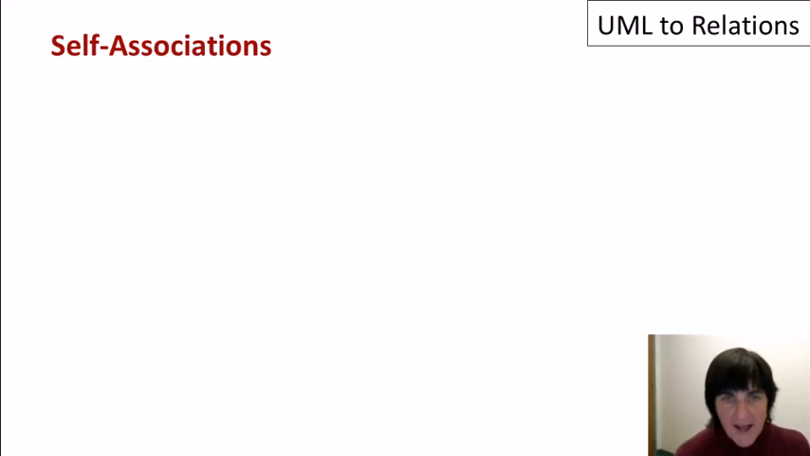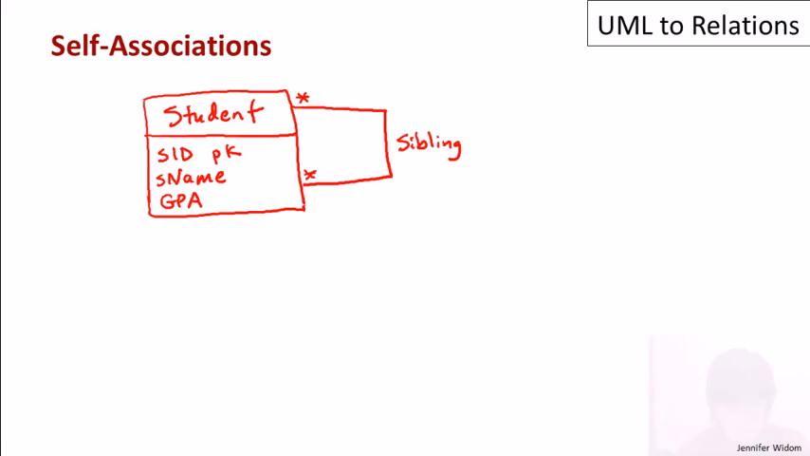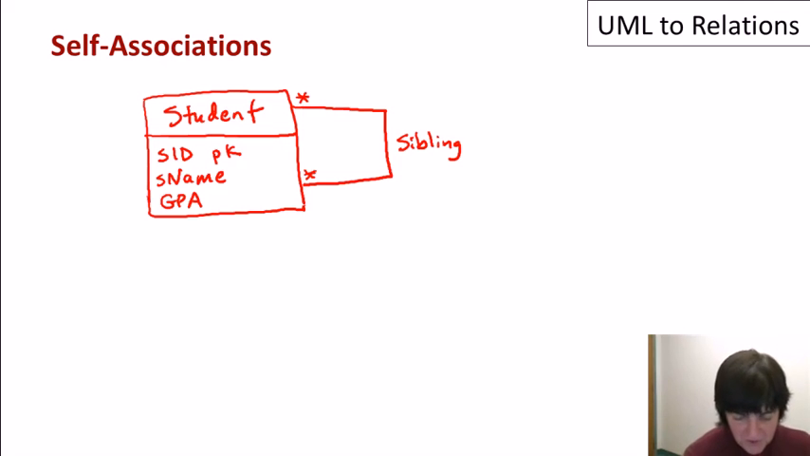Now let's take a look at how self-associations are translated to relations. It actually follows exactly the same rules, but it's worthwhile looking at to see exactly what happens. So here was our first example of association, which was sibling relationships between students. So in this case, we generate the relation for the class, as usual, student ID, name, and GPA.